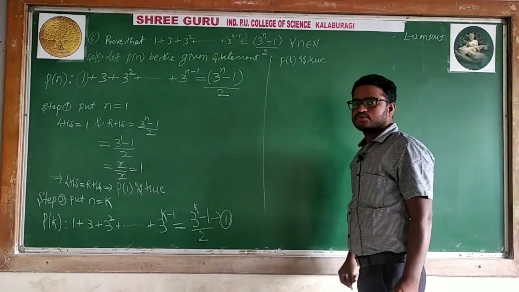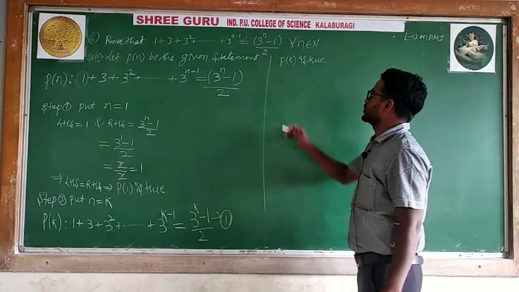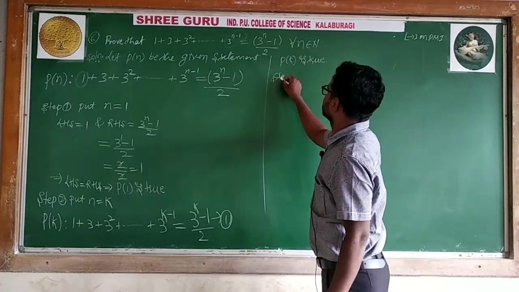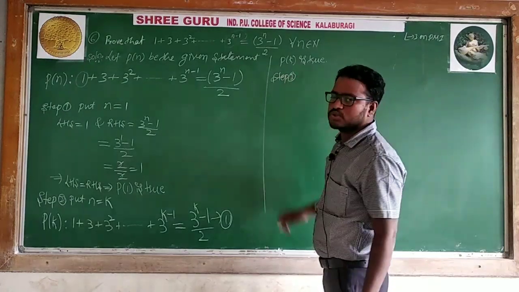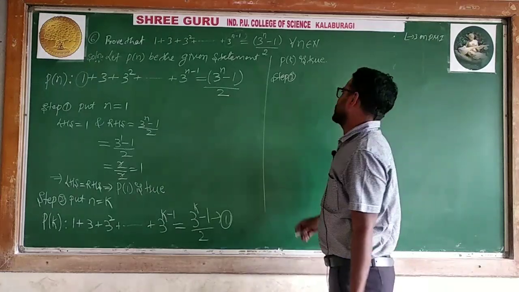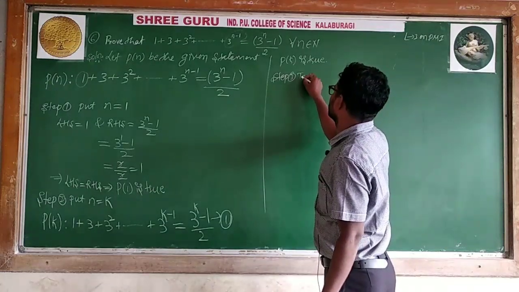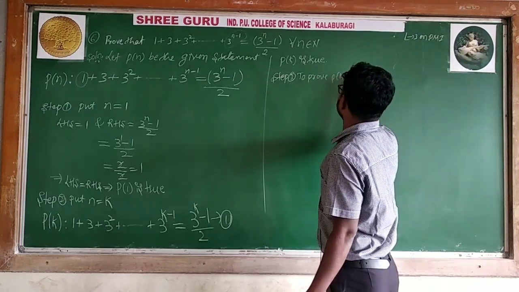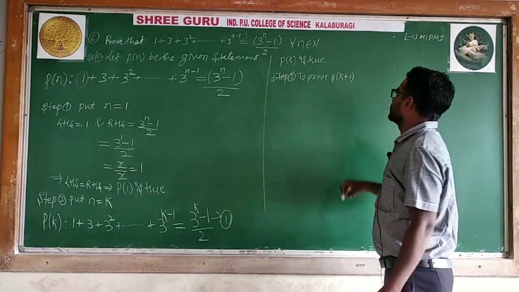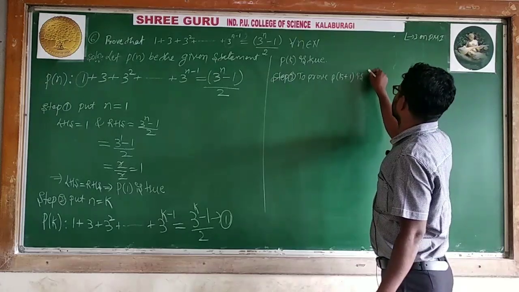When P of k is true, we have to prove that P of k plus 1 is true. Step 3 is the main step. Put n is equal to k plus 1. I need to prove P of k plus 1, where n is replaced by k plus 1, is true.